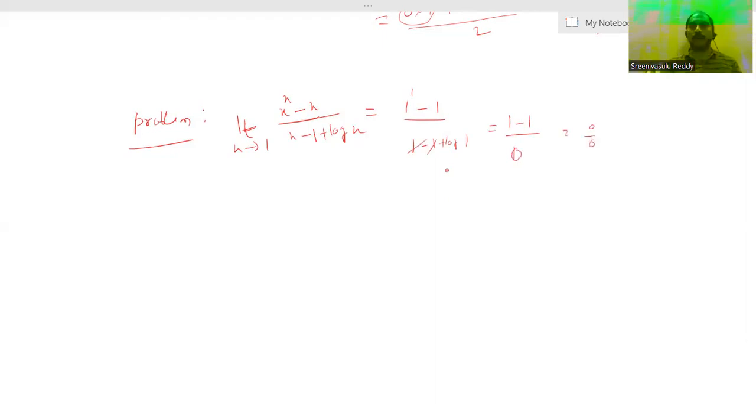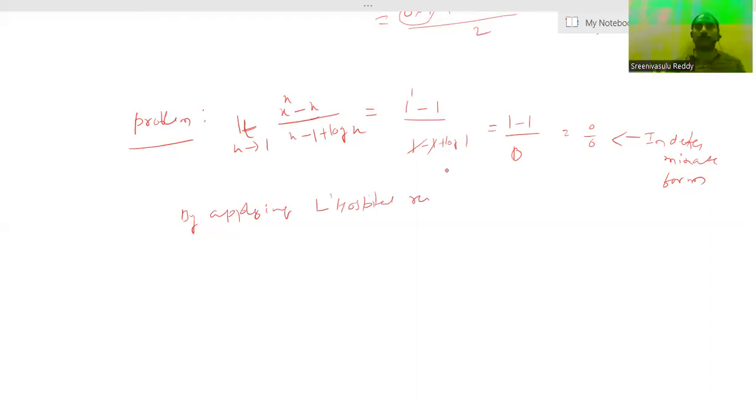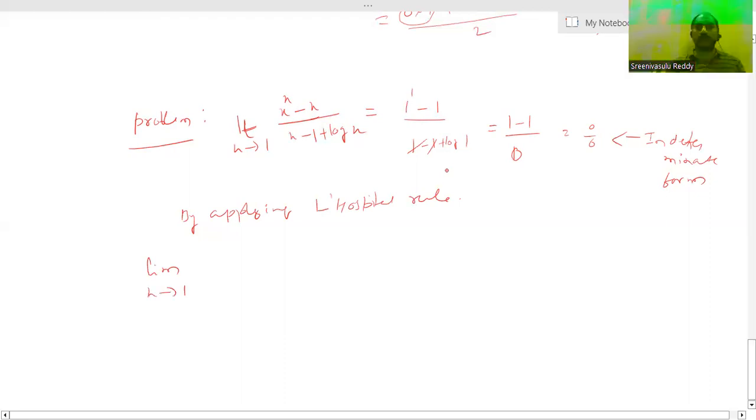So we apply the L'Hospital rule. By applying L'Hospital rule, because the limit is indeterminate form. This is indeterminate form. By applying L'Hospital rule, limit x tends to 1, x power x minus x by x minus 1 plus log x.